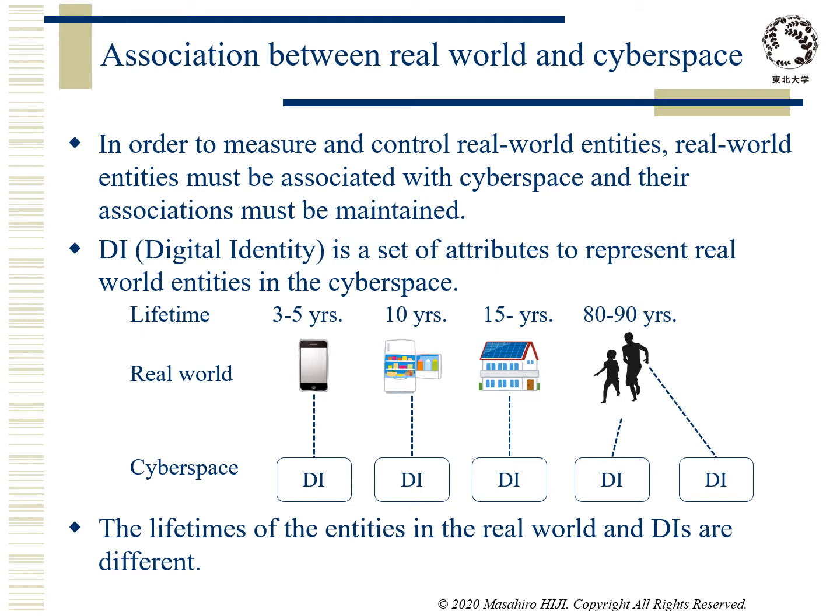DIs can exist permanently in cyberspace, but real-world entities have a lifetime. For example, smartphones have a lifetime of 3 to 5 years. Consumer electronics products may be used for more than 10 years. Some products, such as home solar panels, have a warranty period of 15 years or more. The lifetimes of the entities in the real world and the DIs are different.